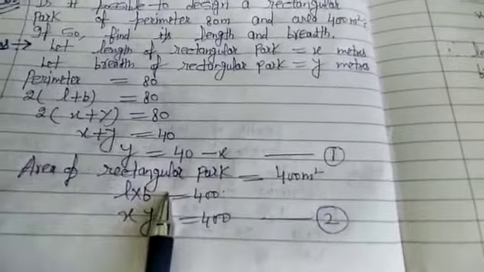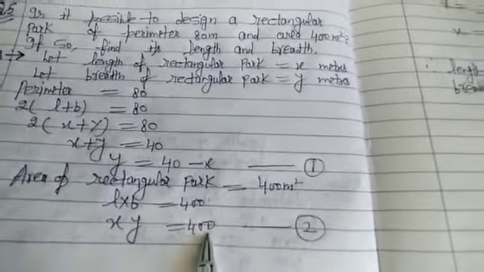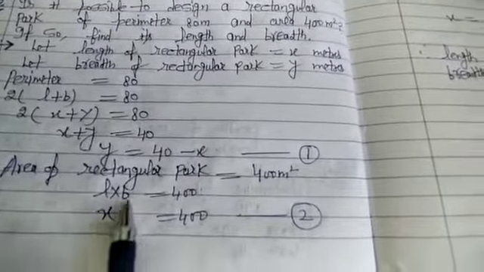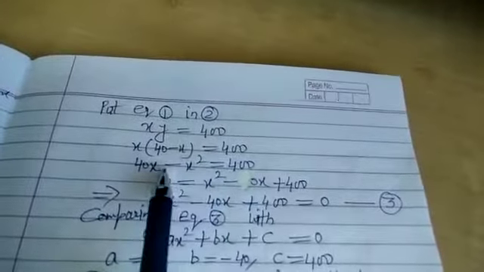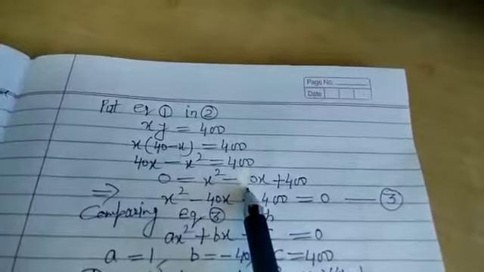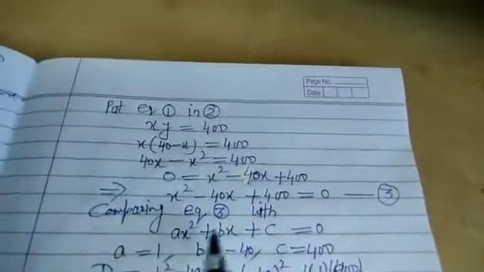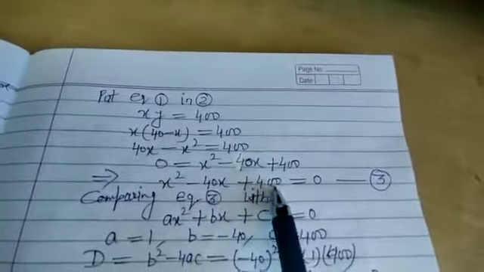Now it is given that the area of the rectangular park is 400. So area is length into breadth, x into y, where x is length and y is breadth. So x into y is equal to 400. Now substituting equation number 1 in 2, in place of y I will write 40 minus x. So it becomes x into 40 minus x is equal to 400. So it is 40x minus x square is equal to 400. I am shifting these two terms to the right hand side. It becomes x square minus 40x plus 400.